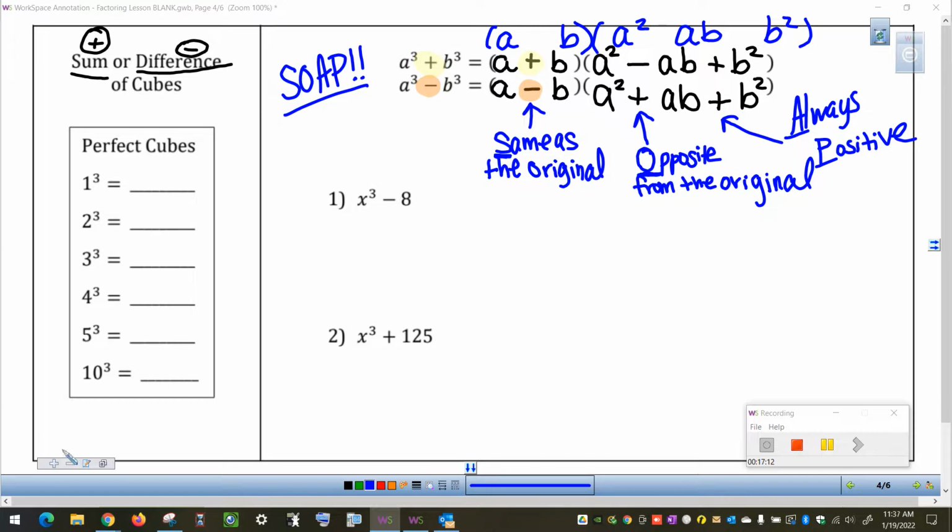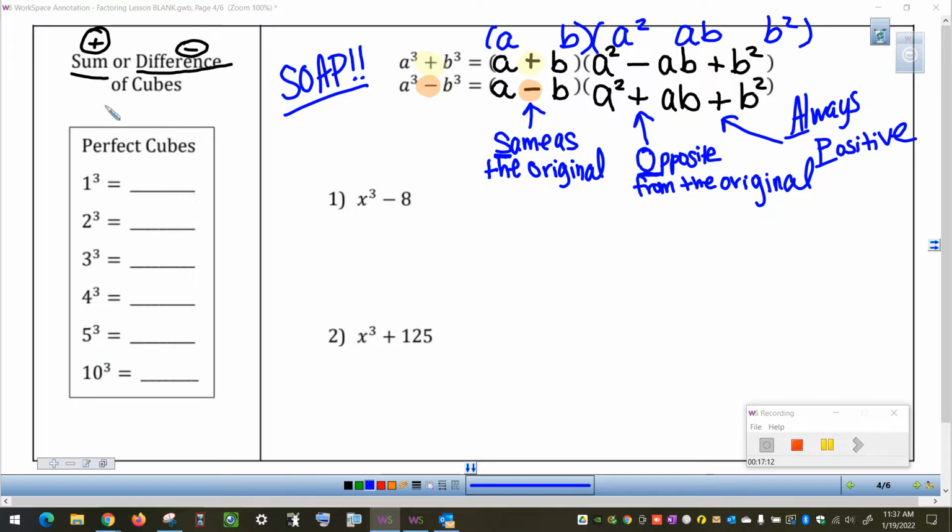Okay, now the other thing that we need to know to be successful in using these SOAP formulas is what are some common cubed numbers so that we can correctly get the cube roots. Cube roots have not been as common for us throughout the year. I know we've done a lot of work with square roots, but we're going to fill in this list off to the side here. These are common cubed numbers that you're going to see so that you can factor using this method.